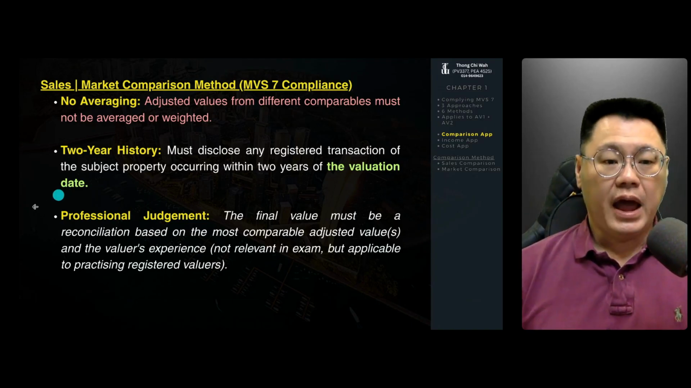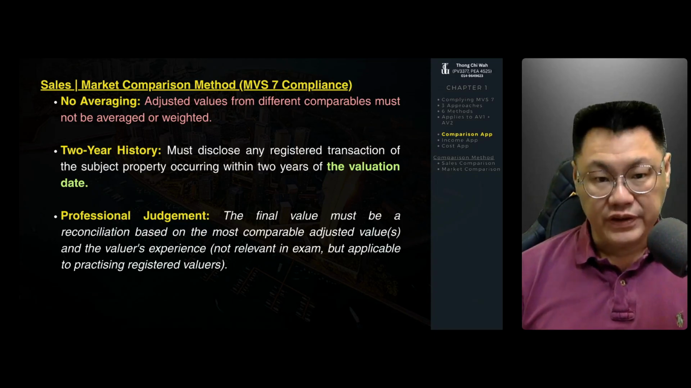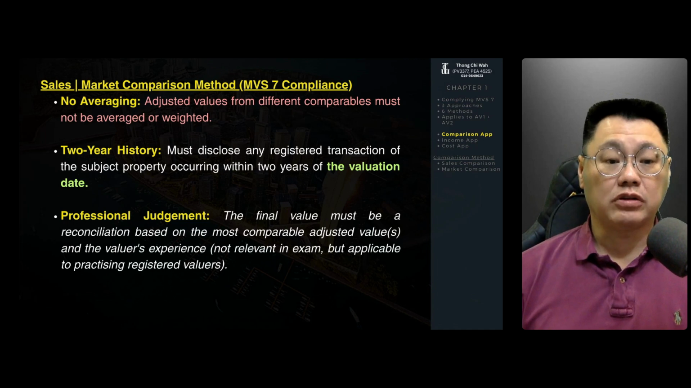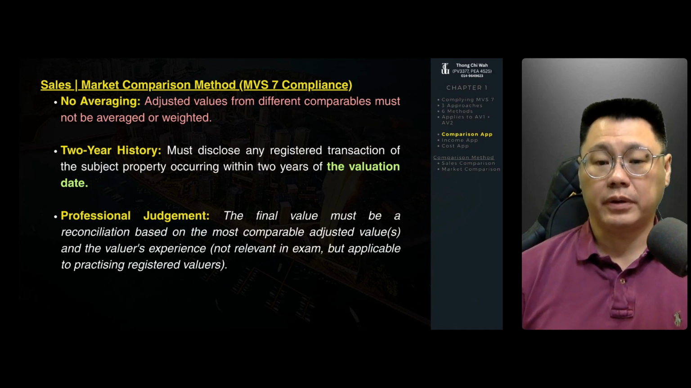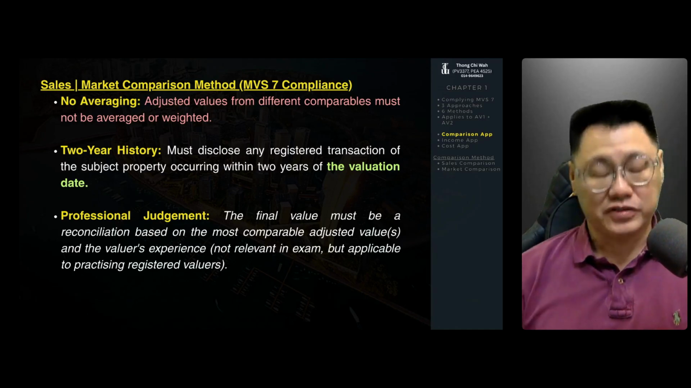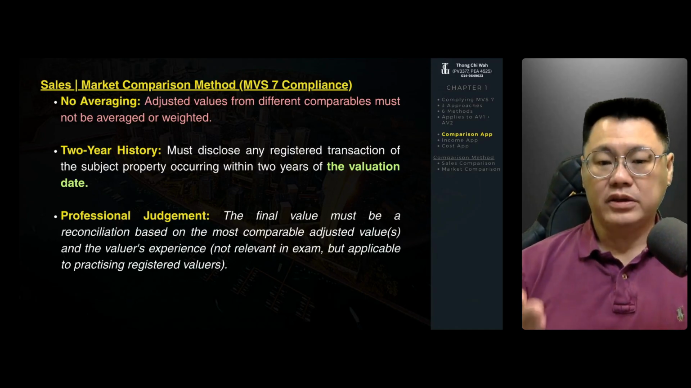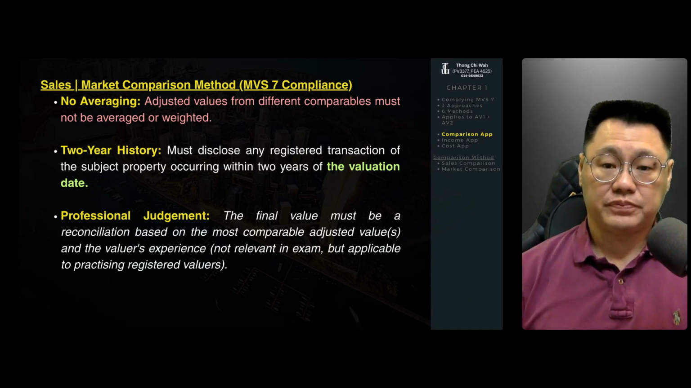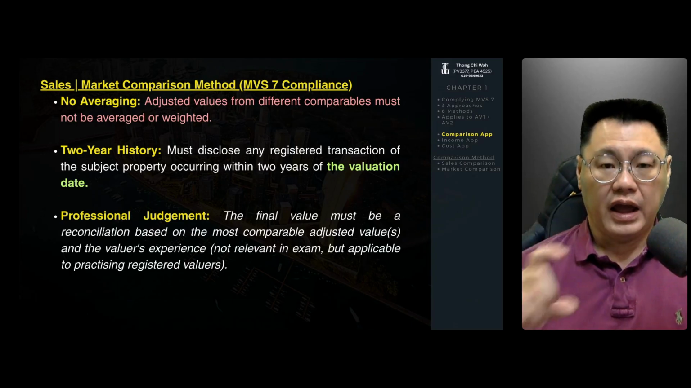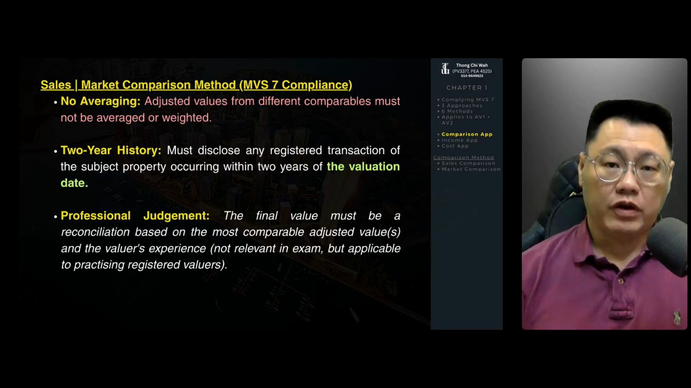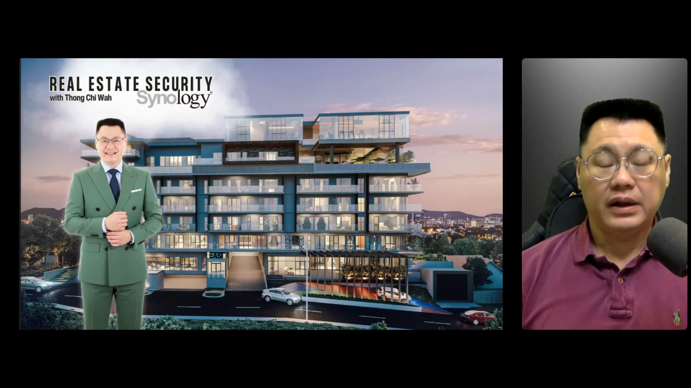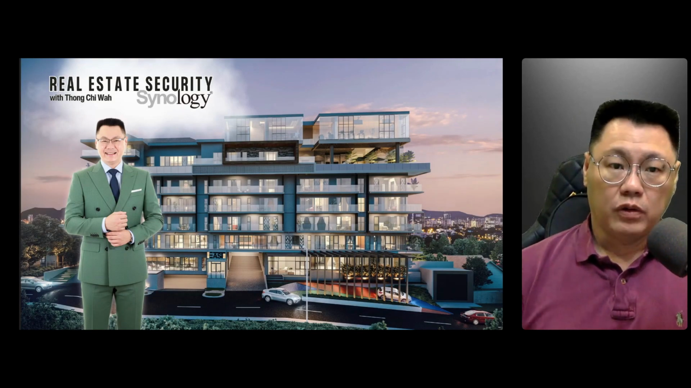And of course, under MVS 7, they made it very much professional judgment. The final value must be a reconciliation based on the most comparable adjusted value and the valuer's experience. In your case, of course, it's not relevant because you are just learning, but you know one thing, do not take an average. And then if you have many figures, you reconcile the figures and add together and it becomes what we call market value.